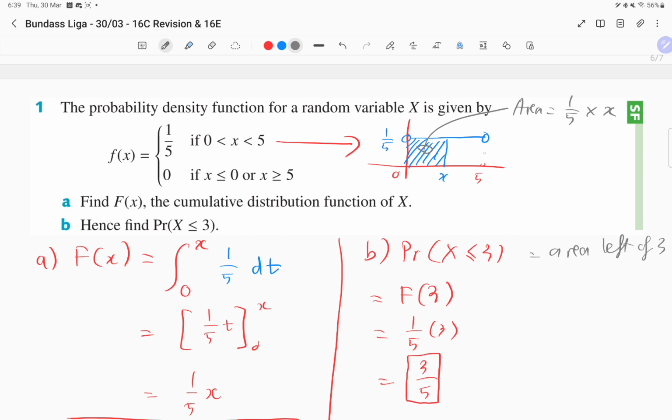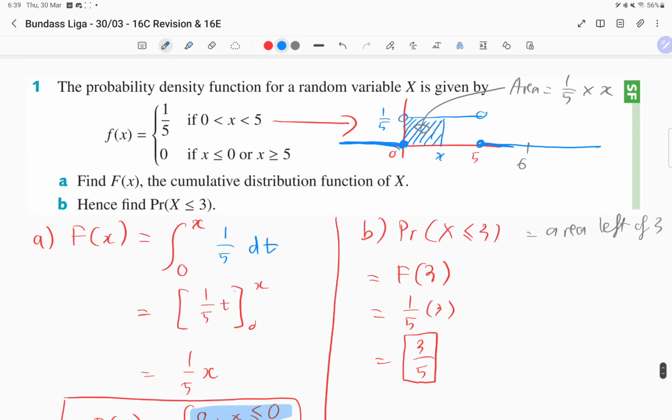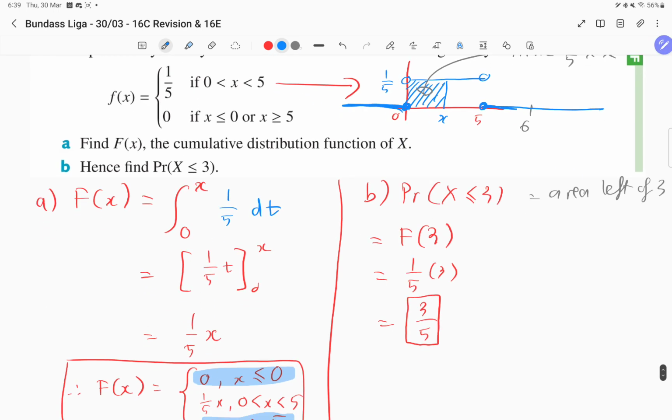For any value after 5, let's say 6 for example, it already covers all of this area, so it should be 1, because after 5 the function drops down to 0, and before 0 the function starts at 0. So the function technically looks like 0, then 1 over 5, and then 0 again. Does it make sense? So when you visualize this function, big F of x, it looks something like this.